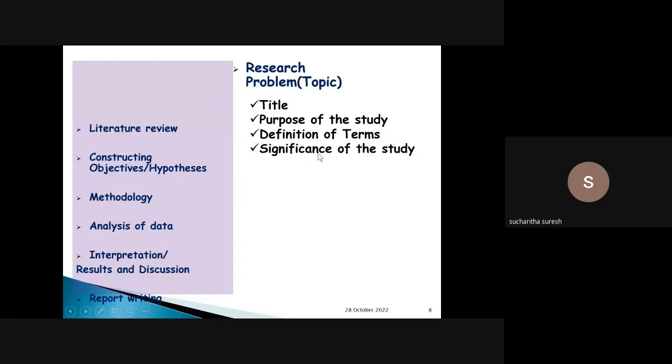All right. Then significance of the study. Why your study is important. What is the outcome, the consequence of your study? Purpose of the study is why you are doing that, and significance is what is the implication of your study. Who will benefit out of your study? Okay. These things we need to have when I am talking about a research problem.